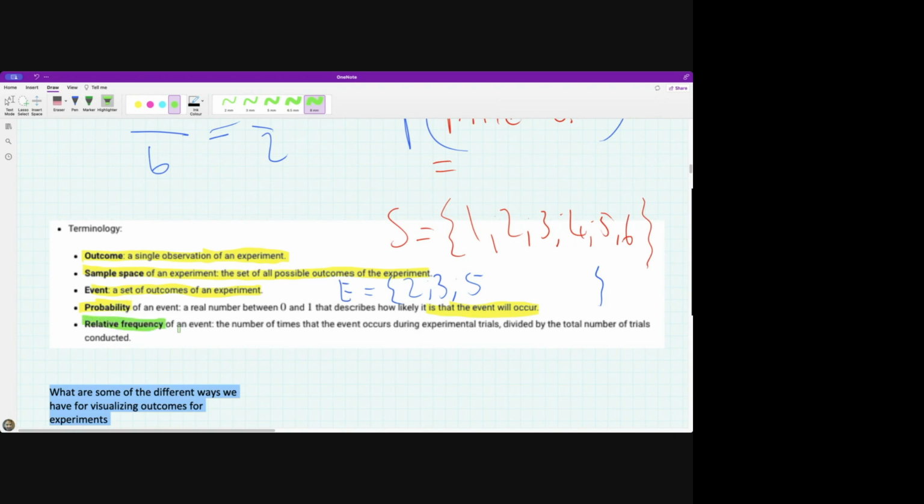So really all relative frequency is if you do something that is uncertain in the real world. So let's say you throw a dice. No, let's say a coin. Let's say you throw a coin 3 times.